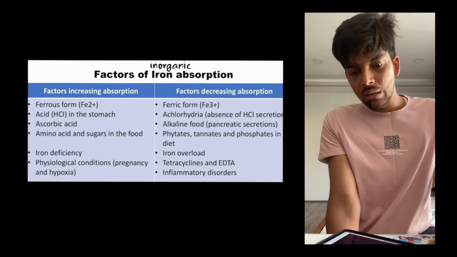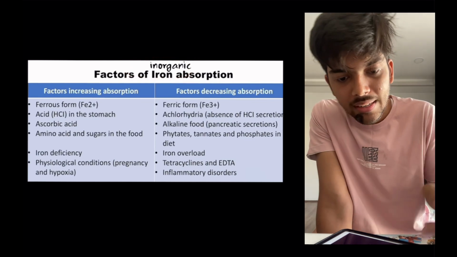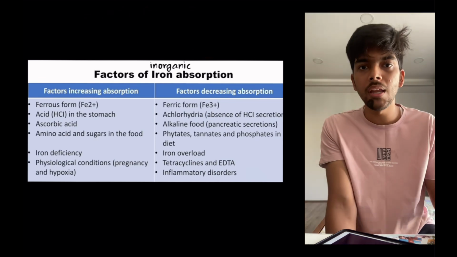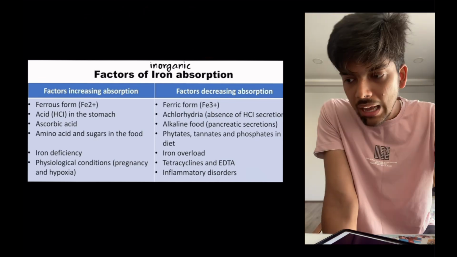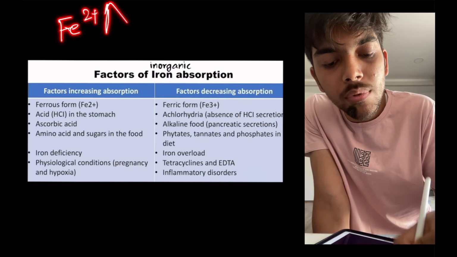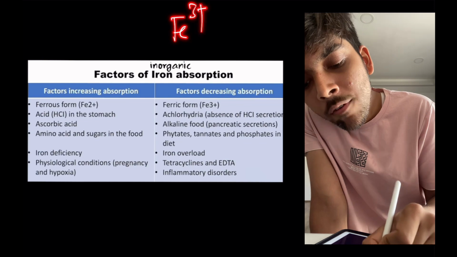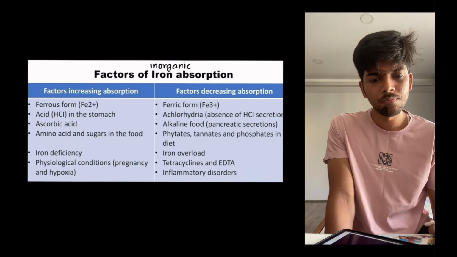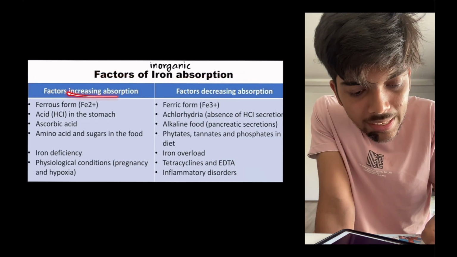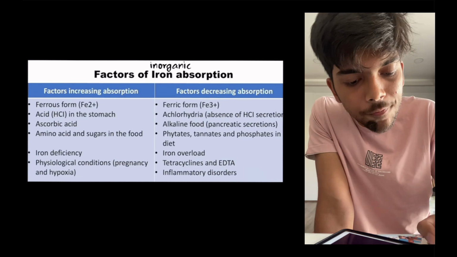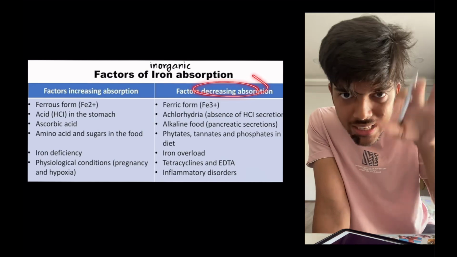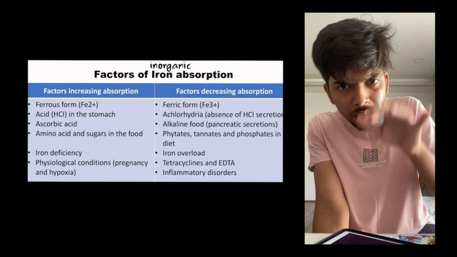Okay, now as I said earlier, your inorganic iron is absorbed in ferrous form, not in ferric form. So let's say you have taken inorganic iron. If this inorganic iron in your body is present more in ferrous form, more absorption will take place. If it is present more in ferric form, less absorption will take place. So, factors increasing absorption and factors decreasing absorption. What will increase absorption of inorganic iron? Obviously, ferrous form. More ferrous form, more absorption. What will decrease absorption? More ferric form, less absorption.